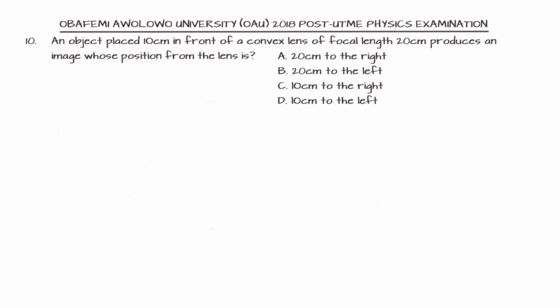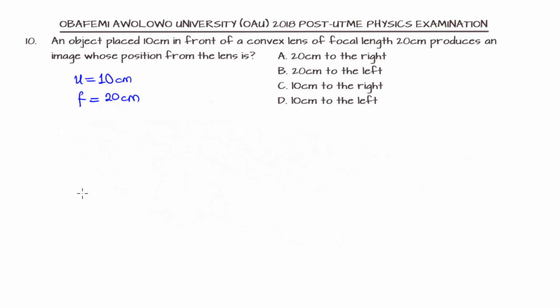In this question, we are told that an object is placed 10 centimeters in front of a convex lens of focal length 20 centimeters. Okay, focal length F is 20 centimeters, and the object is placed 10 centimeters, so U is 10 centimeters. We are to find where the image is going to be formed. From the question, U is 10 centimeters and F is 20 centimeters. Now, we are looking for the position of V.